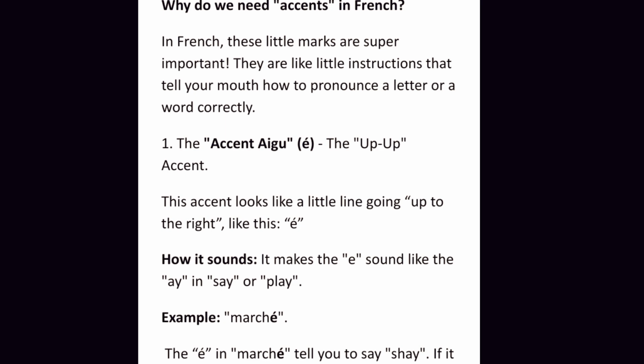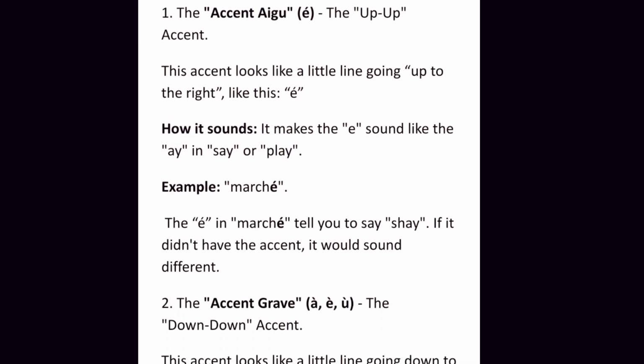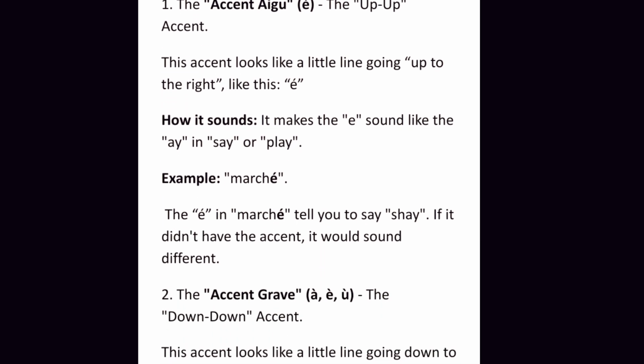So for this, we are going to also talk about the different French accents that we have. We have 5 of them, and we are going to consider them. As you can see on the screen, the first one that we have is called the accent aigu.